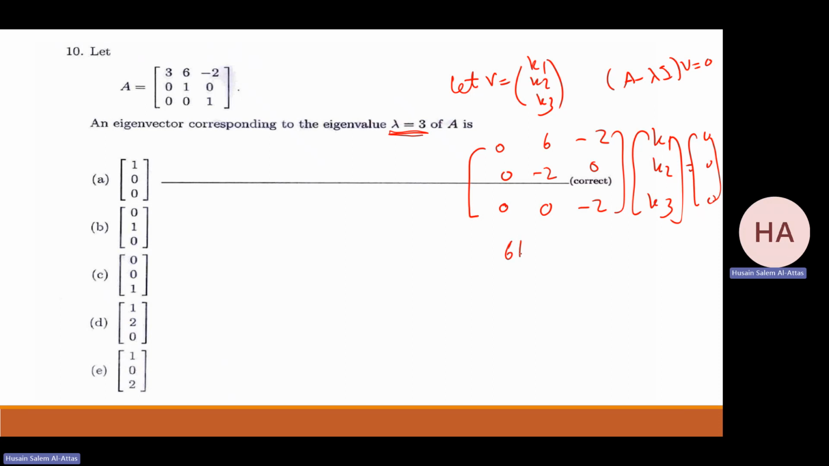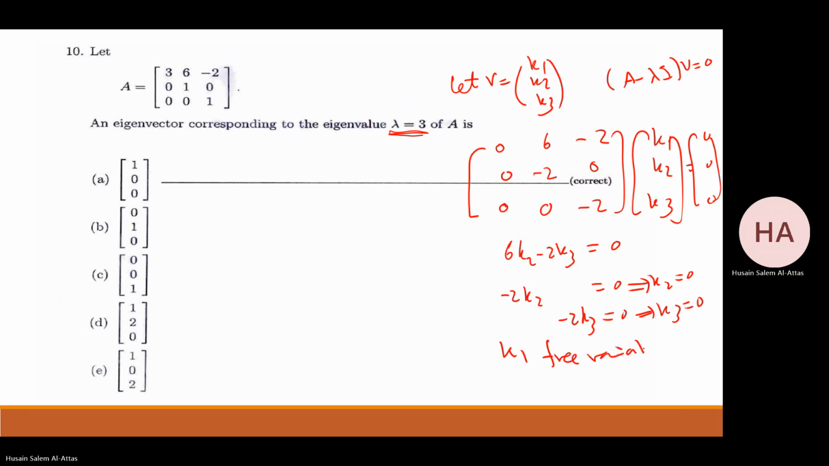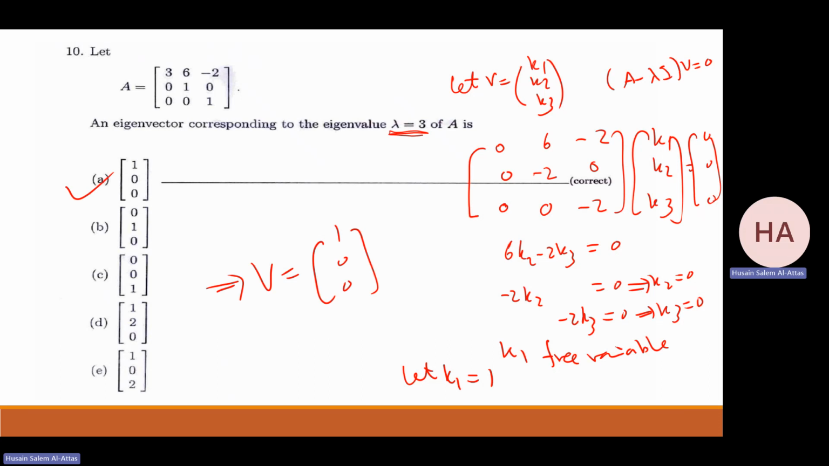What do I have? I have 6K2 minus 2K3 equals 0. Minus 2K2 equals 0. Minus 2K3 equals 0. So you have K2 equals 0, K3 equals 0. K1 is a free variable. So let K1 equal 1. So what will my V be? 1, 0, 0. Easy one.